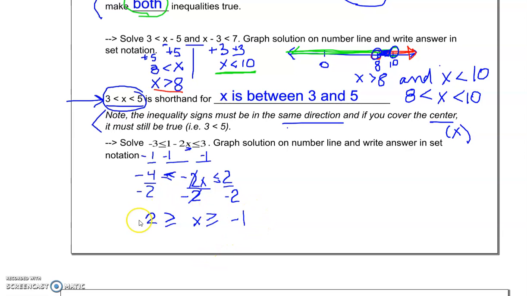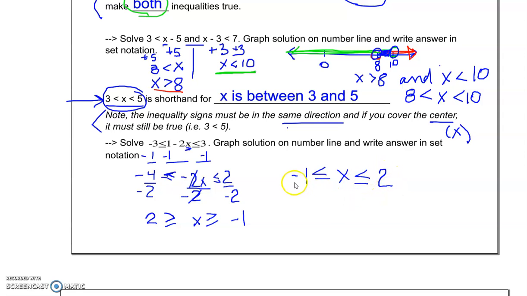Now, it kind of bothers me here that we're starting with a big number and we're going small. It's kind of customary to start with the smallest and go to the biggest. So instead of leaving my answer this way, I'm going to start with the -1. And since I'm reading it backwards, instead of using greater than or equal to, I'm going to use less than or equal to, because I'm turning it all around. -1 is less than or equal to x is less than or equal to 2.